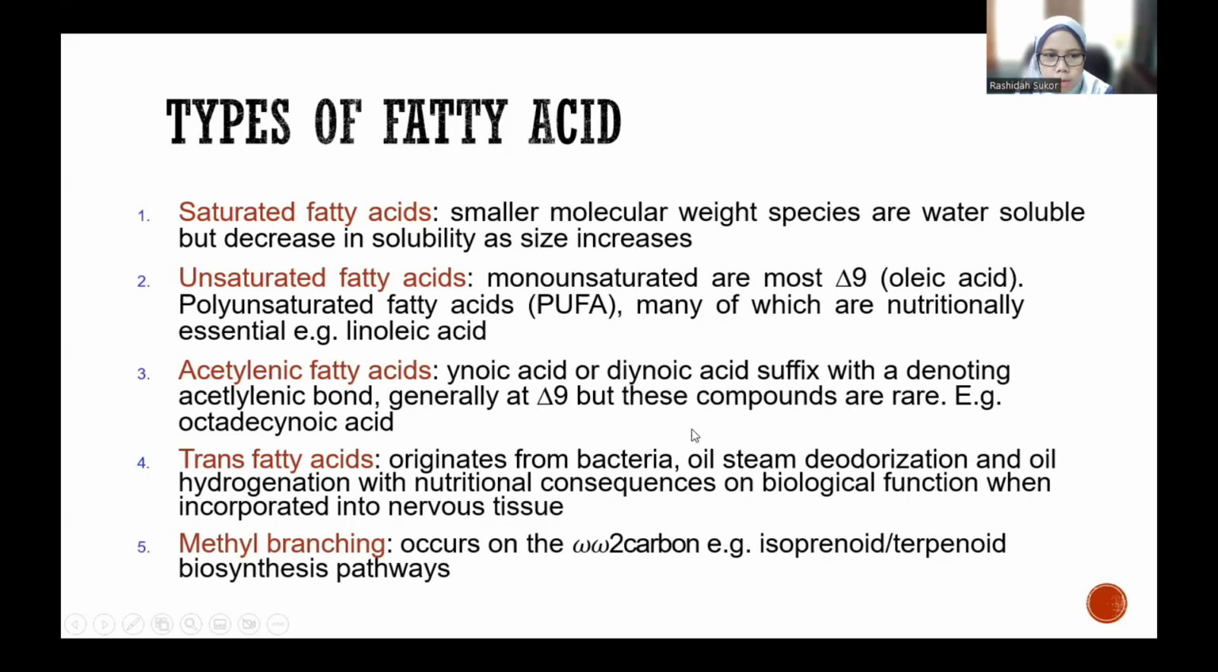ynoic or diynoic acid, suffix denoting acetylenic bond, generally at delta 9, but these compounds are very rare. Okay, and the other types of fatty acid. Okay. And then we have trans fatty acid from bacteria or from steam deodorization and or hydrogenation.